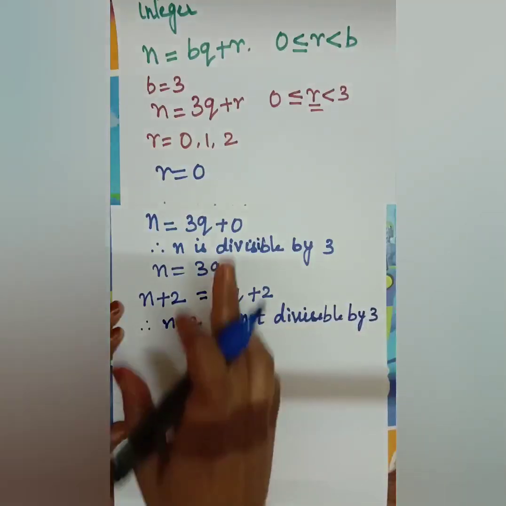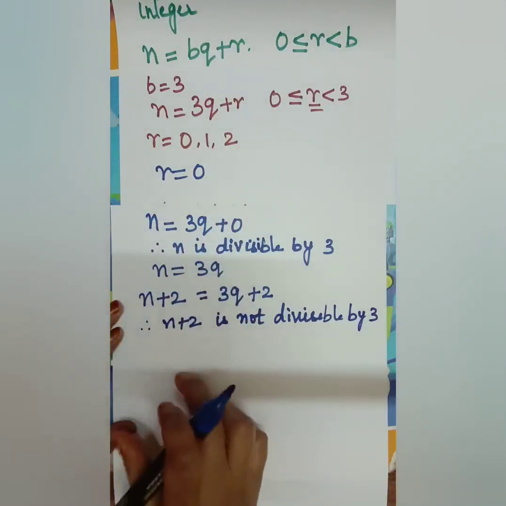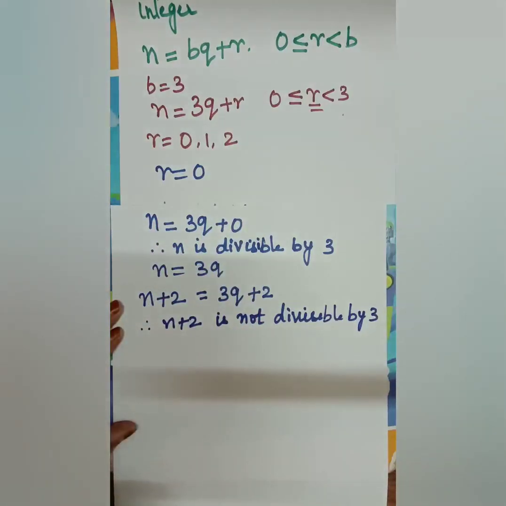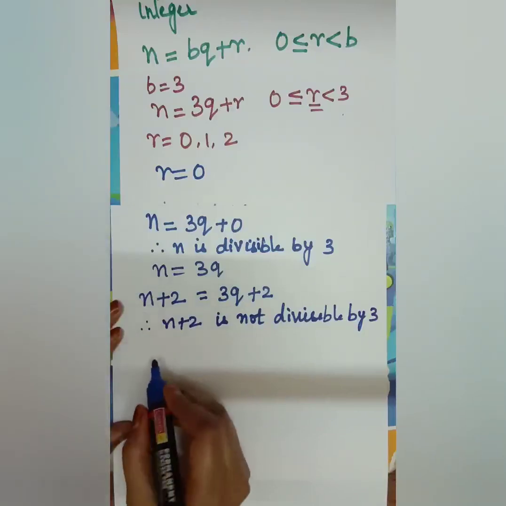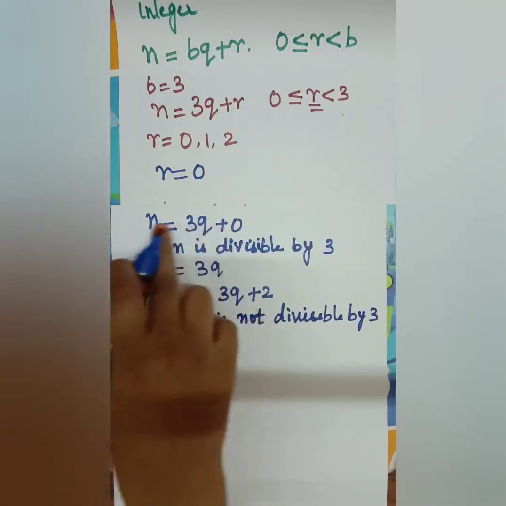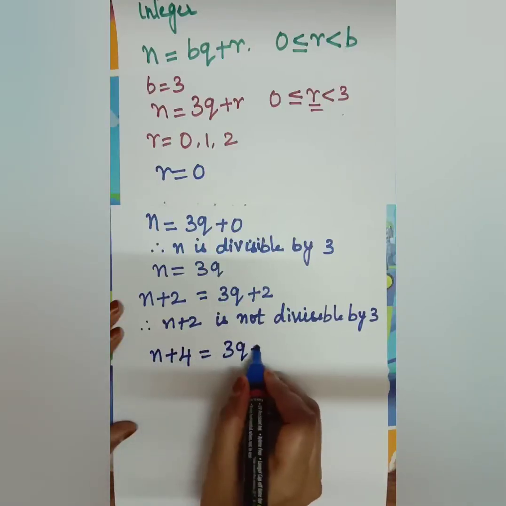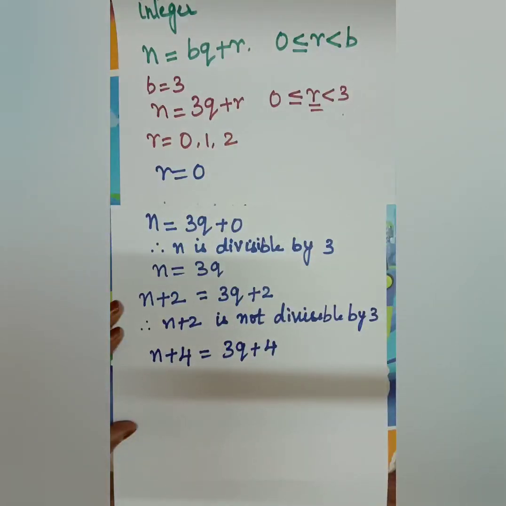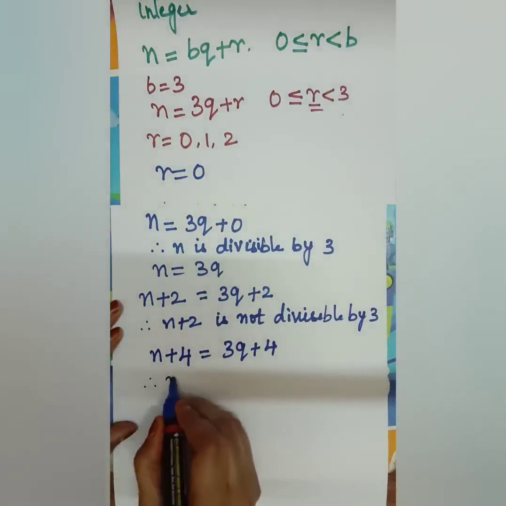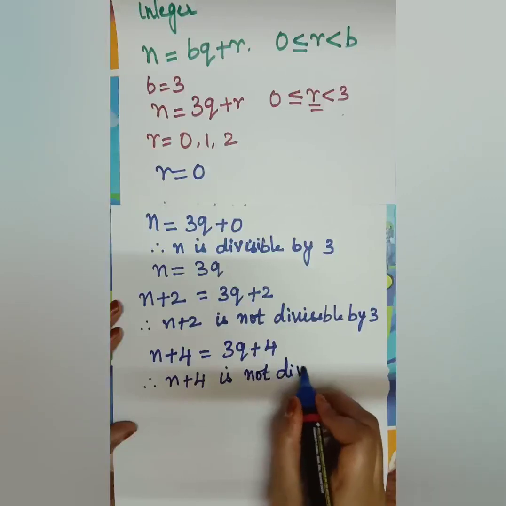We have to show that out of these 3, only 1 is divisible. Now we add 4 on both sides. That is, n plus 4 is equal to 3q plus 4. Now check whether it is divisible by 3. Put q as 1. 3 ones are 3, and 3 plus 4 is 7. 7 is not divisible. That means n plus 4 is not divisible by 3.